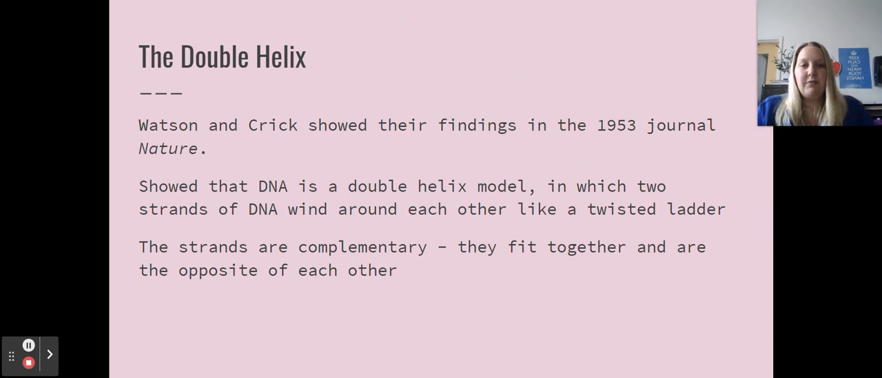In 1953, Watson and Crick showed their findings in the journal Nature. It showed that DNA was a helical model in which two strands of DNA wind around each other like a twisted ladder. They also stated that the strands were complementary, that they fit together and are the opposite of one another, which led to an understanding of how DNA can replicate itself.